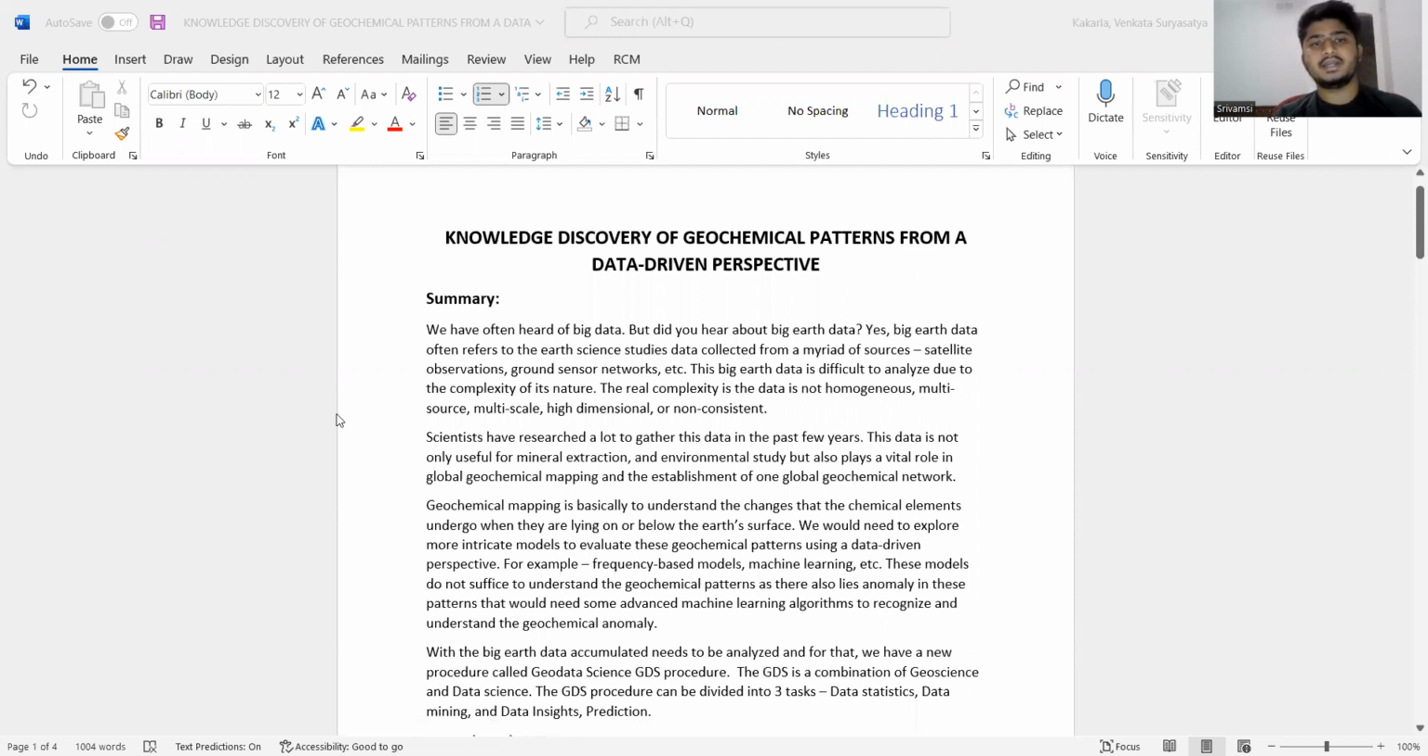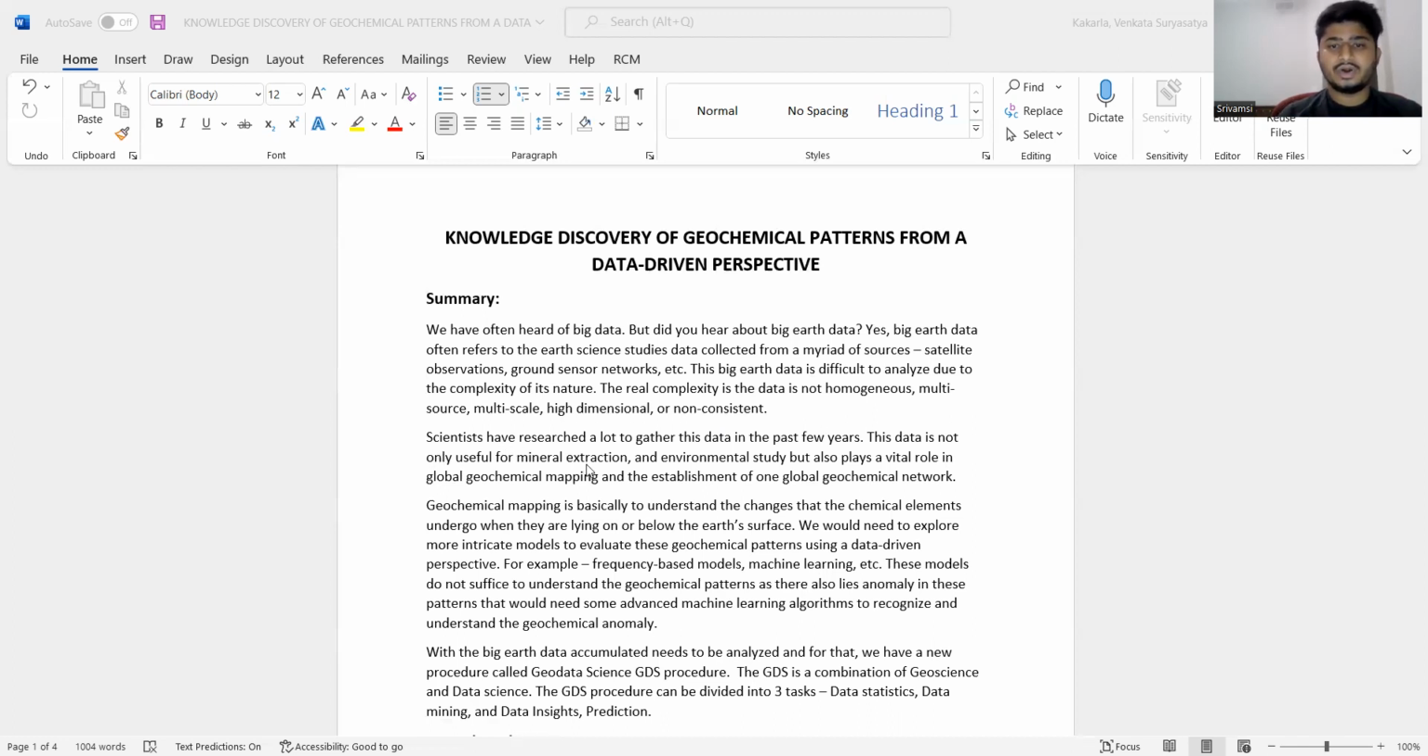Coming to the summary, we have often heard of big data, but did we really hear about big Earth data? Yes, big Earth data often refers to Earth science data collected from a myriad of sources: satellite observations, ground sensor networks, etc. Big Earth data is difficult to analyze due to the complexity of its nature. The real complexity is that the data is not homogeneous: it is multi-source, multi-scale, high-dimensional, or non-consistent.